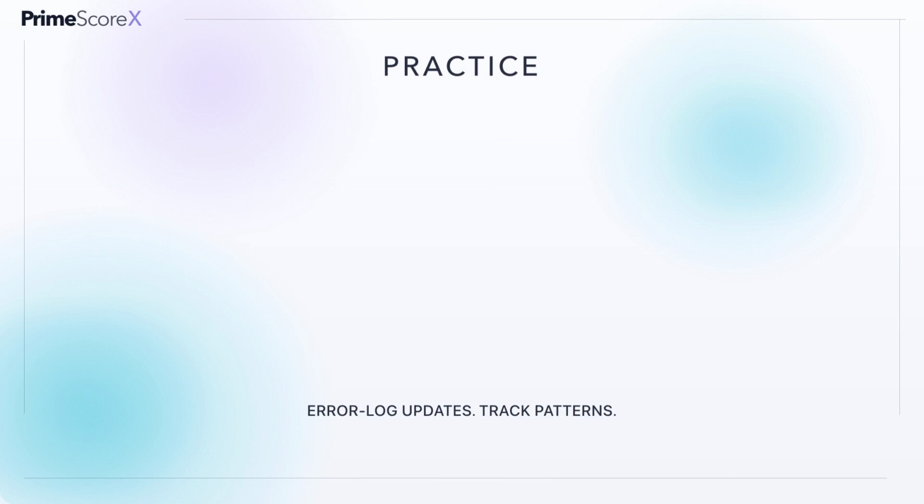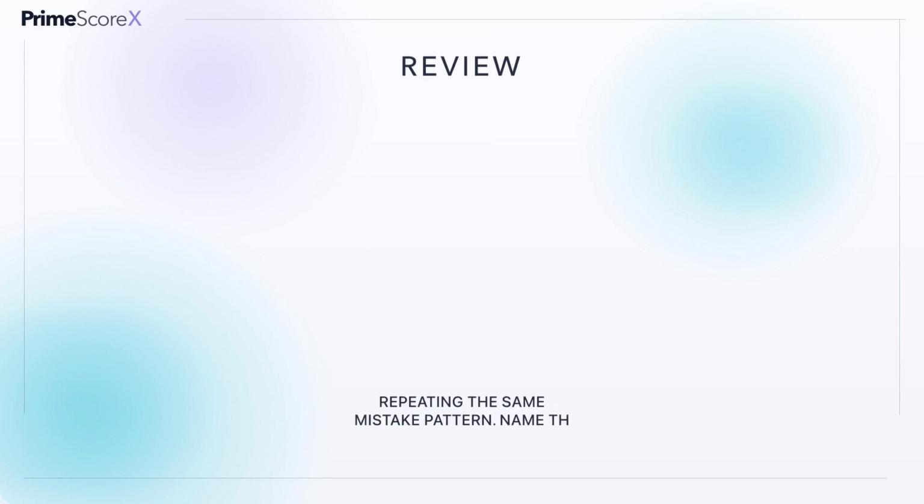The third practice move is error log updates. Pattern tracking is what turns mistakes into strategy. If you miss one question, that is a result. If you miss the same type of question again and again, that is a signal. Your study plan should respond to the signal, not just the score. Finally, use retest cycles. Retesting is important because review can create a false feeling of mastery. The real question is whether you can apply the fix later, with a new question, without seeing the answer first. That is when learning becomes score movement.